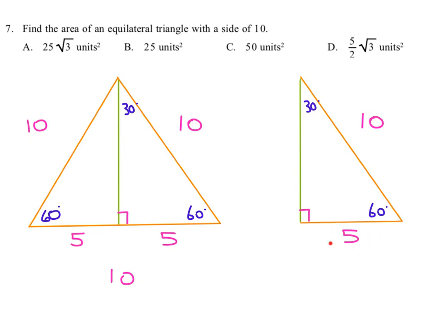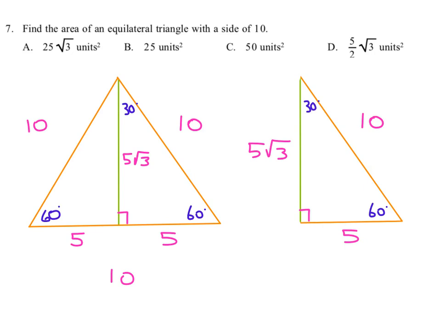And if the short leg is 5, remember this is x. This is 2x, which fits because we knew that was 10. And this is x root 3. So x is what? The short leg's length. So that then becomes 5 root 3. Okay? So going back to our original drawing, we've got a height of the triangle of 5 root 3.